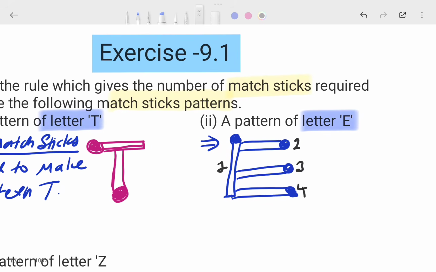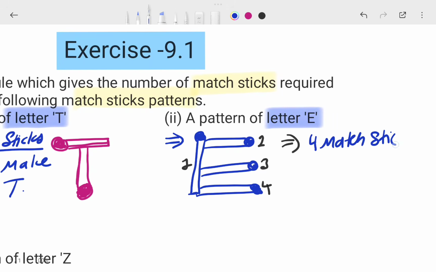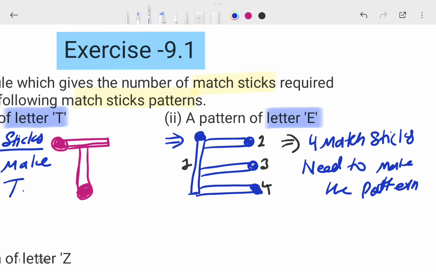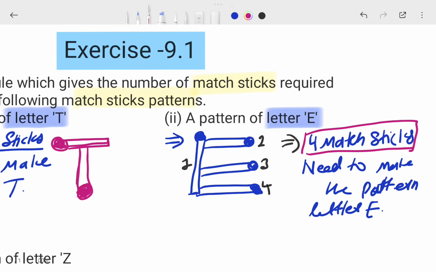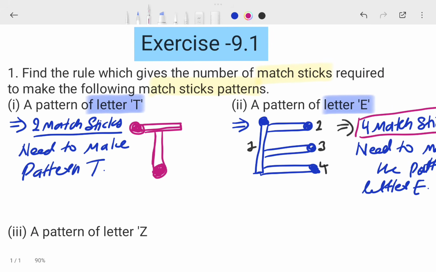So the answer, here I will write the answer, is four matchsticks. Four matchsticks need to make the pattern letter E. So generally this is your answer, four matchsticks need to make the pattern letter E. Okay, is it clear to you? You can see it like that.